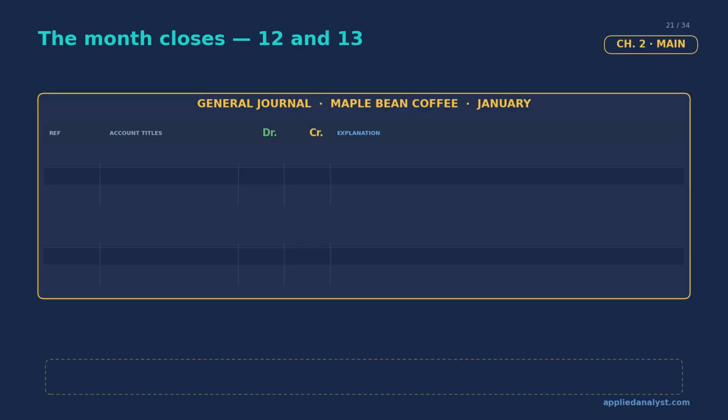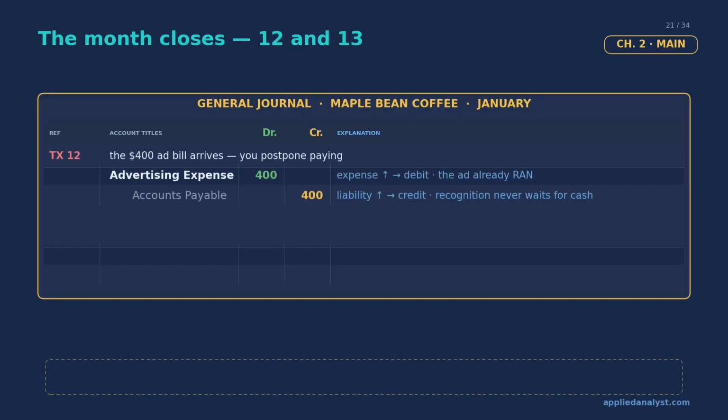Transaction 12. The $400 ad bill arrives and you postpone paying. The ad already ran, so debit advertising expense, credit accounts payable. Recognition doesn't wait for cash.